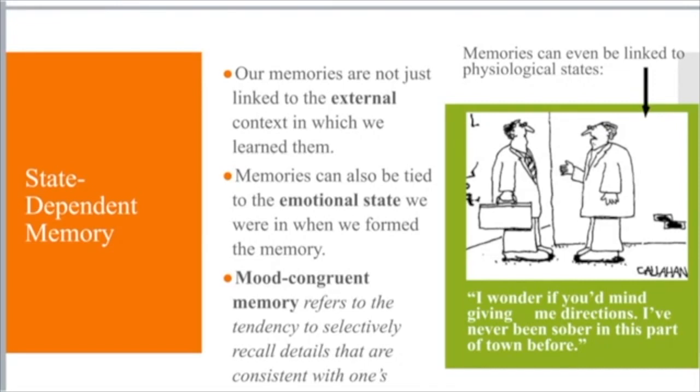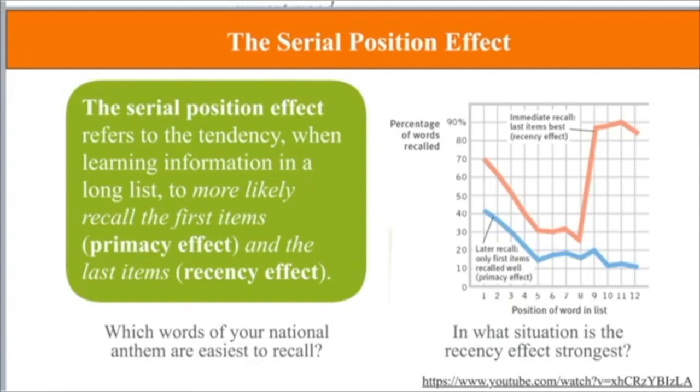So you have context-dependent and state-dependent memories. And then the last piece of these retrieval cues, and our last conversation about retrieval in and of itself, is the serial position effect. This has been studied a ton. We're actually going to watch just a brief video of an experiment that has been done to reference the primacy effect. But basically this refers to the tendency that when learning information in a long list, we are more likely to recall the first items and the last items.